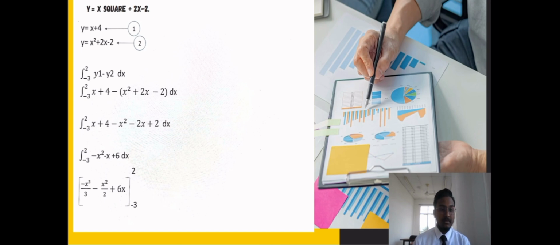Integral with the limit of negative 3 and 2, x plus 4, we expand the previous equation, we will get negative x squared, negative 2x plus 2 dx. Integral with the limit of negative 3 to 2, negative x squared, negative x plus 6 dx. So we integrate this equation, so we will get negative x cubed over 3 minus x squared over 2 plus 6x, limit of negative 3 to 2.